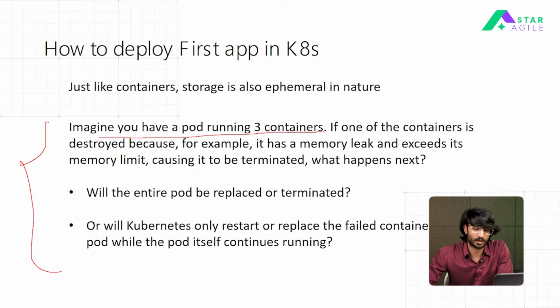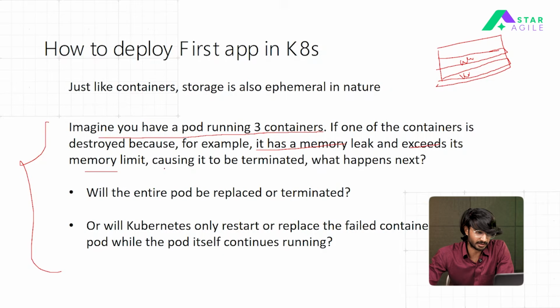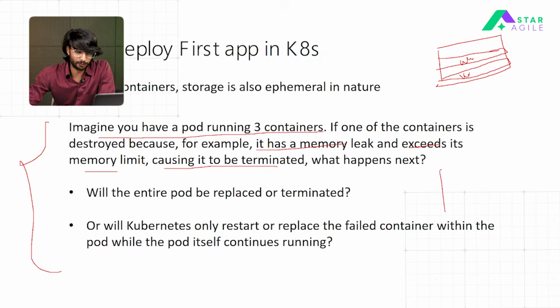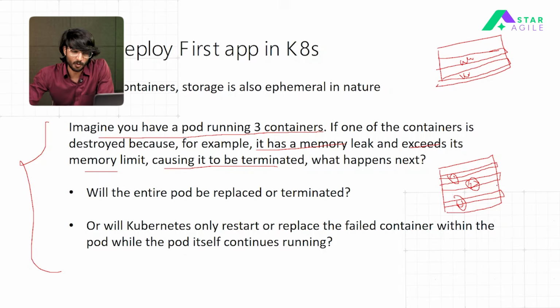Just imagine you are running 3 containers in one pod. There is one pod, and there are 3 containers in this pod. But for some reason, a container is deleted. As I mentioned, it is ephemeral in nature. It has been terminated automatically. It had a memory leak or exceeded a memory limit. It can be any one of the reasons causing it to be terminated. So the question is, if you had 3 containers in a pod, out of which only one container is terminated. This is 1, 2 as well as 3. Out of 3 containers in one pod, one container is defective and has already been terminated.